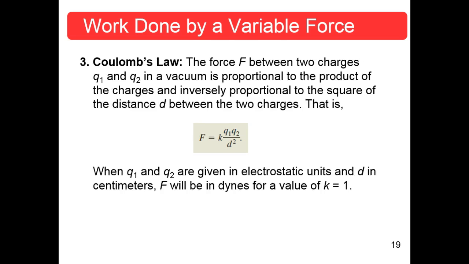I would call that L sub G. This is L sub C for Coulomb constant. That's some proportionality constant. Q1, Q2 divided by D squared, whereas gravity is G, M1, M2 divided by D squared. So very, very similar in form.